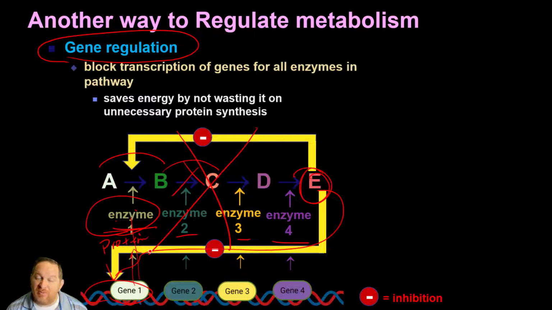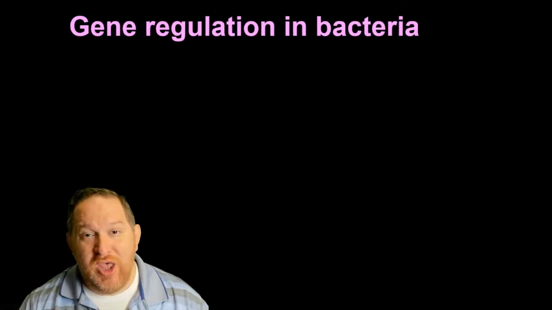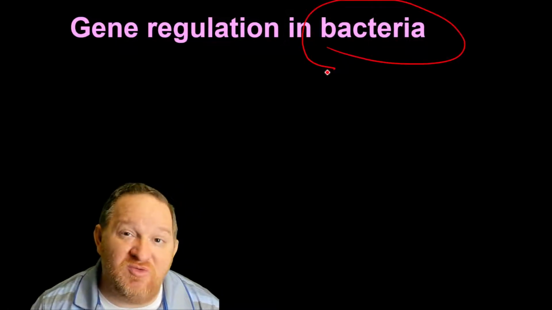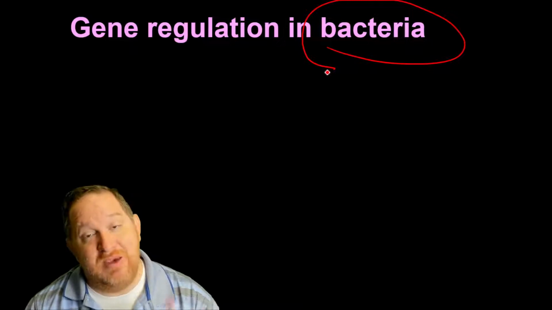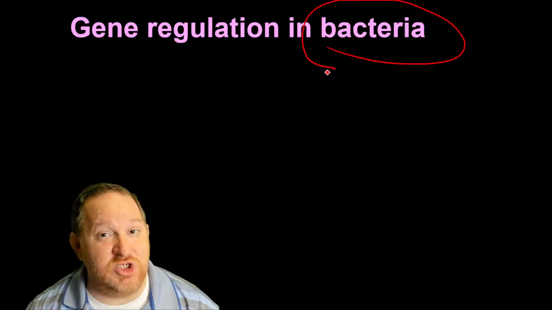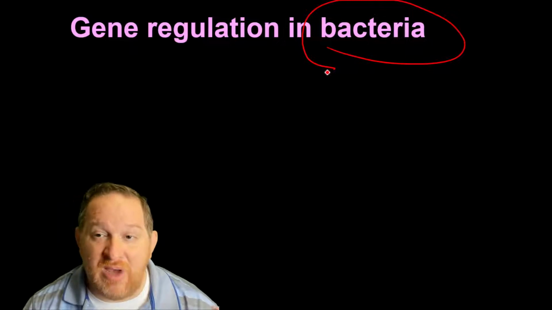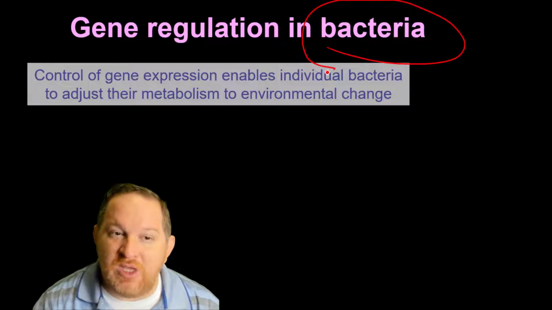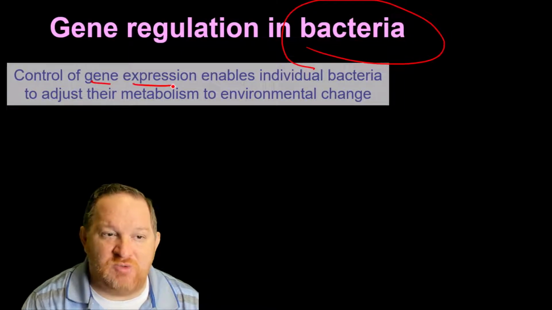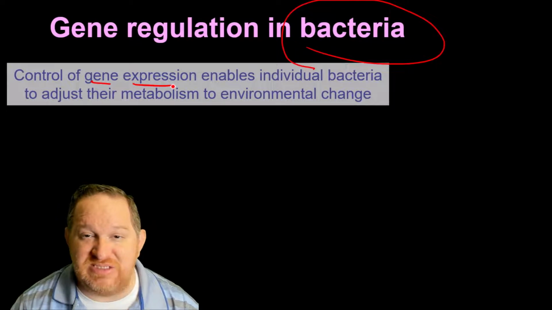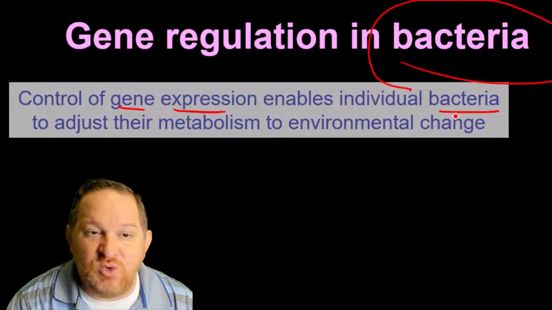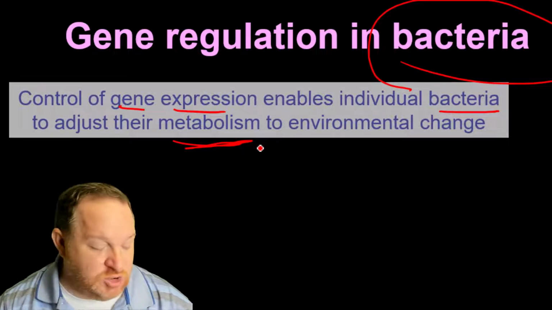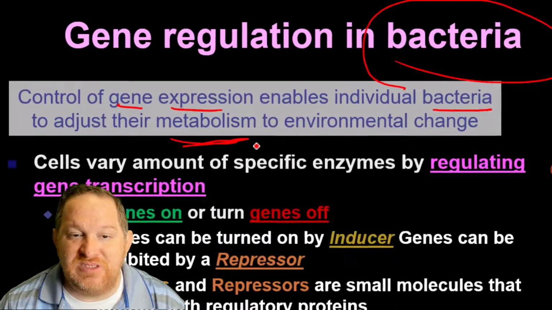All right, so let me give you a few examples. In this video, we're going to focus on bacteria because it's a little more simple than focusing on gene regulation in us. In my next video, we'll talk about how gene regulation occurs in eukaryotes, but in this video, we're going to specifically talk about bacteria. All right, so how does this work? Control of gene expression, whether or not a certain gene is expressed, enables individual bacteria to adjust their metabolism to environmental changes. So, let's take a look.